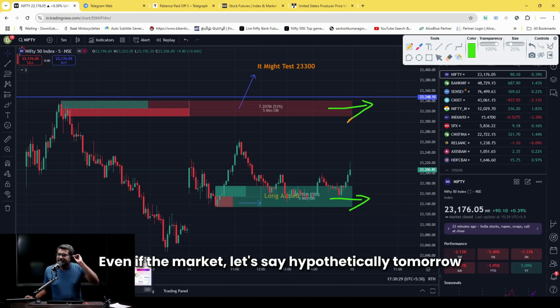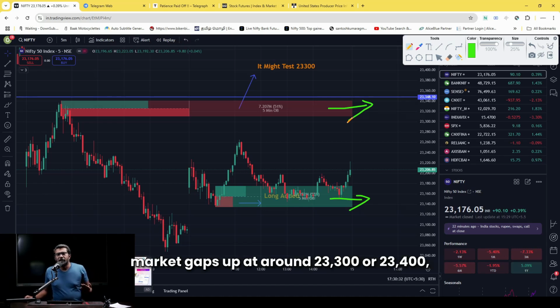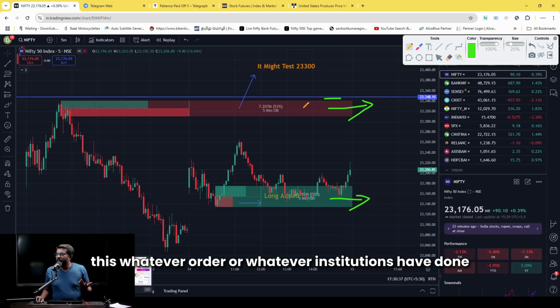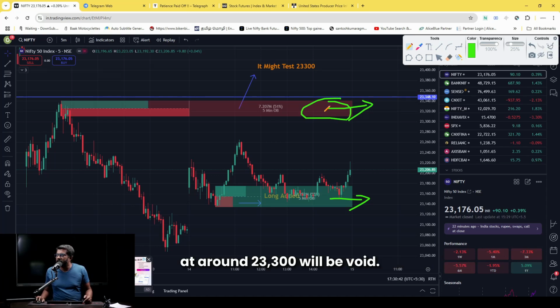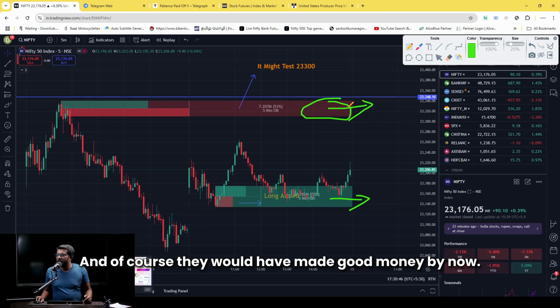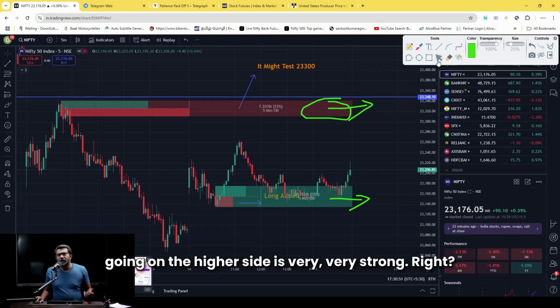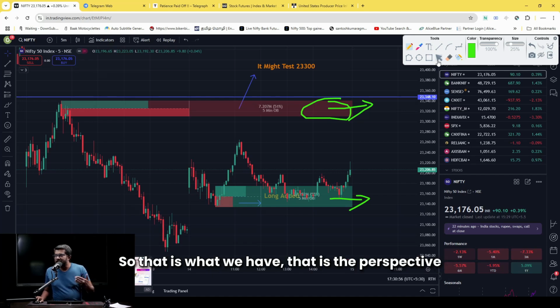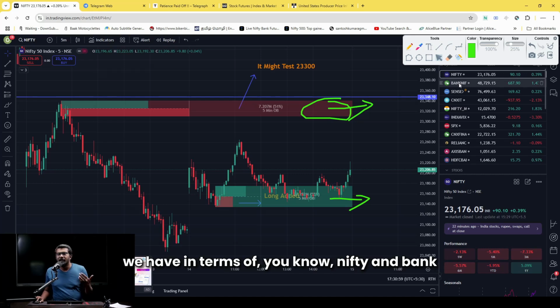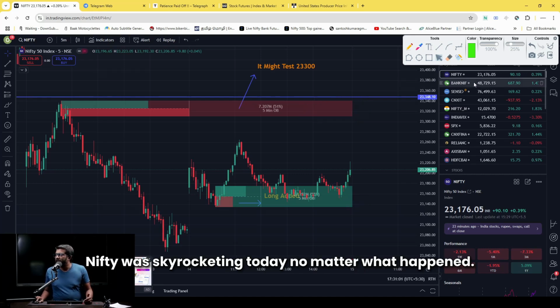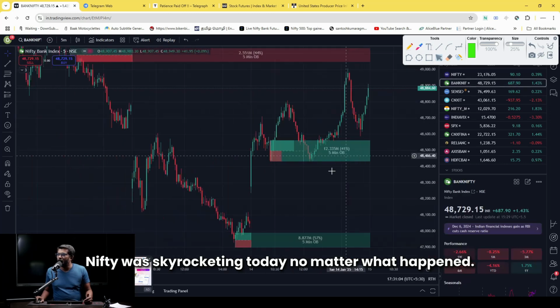Even if, let's say hypothetically, tomorrow the market gaps up at around 23,300 or 23,400, whatever orders the institutions have placed around 23,300 will be void, and of course they would have made good money by now. They will square off, and the likelihood of the market going on the higher side is very, very strong, right? So that is the perspective we have in terms of Nifty.